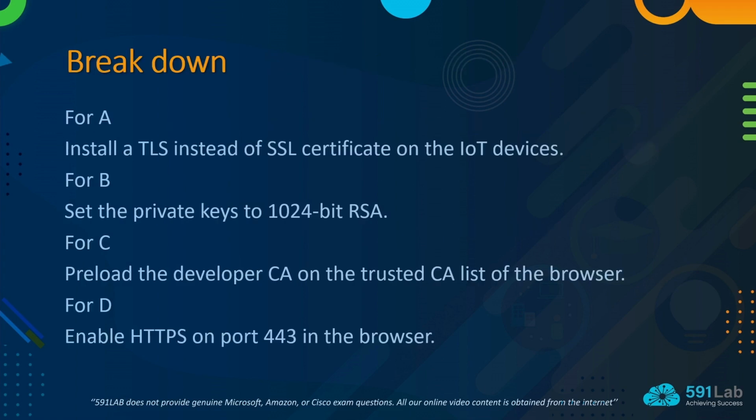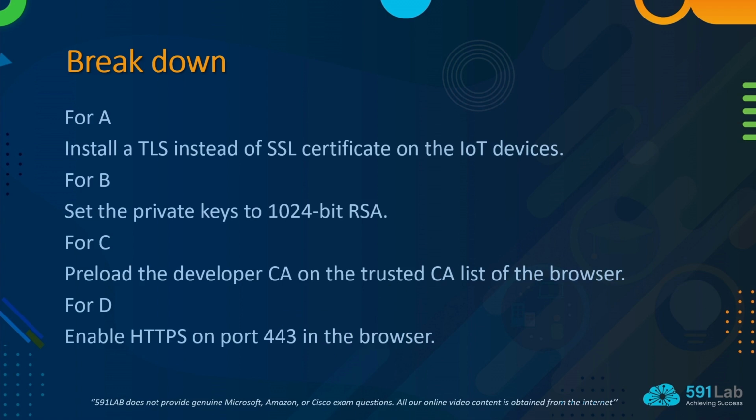Let's break it down. For option A, this option is correct because modern browsers prefer TLS over SSL, and using TLS certificates is a standard practice for securing web communications. For option B, the key length, while important for security, is not directly related to the browser's acceptance of certificates. Moreover, 1024-bit RSA keys are considered weak by today's standards.